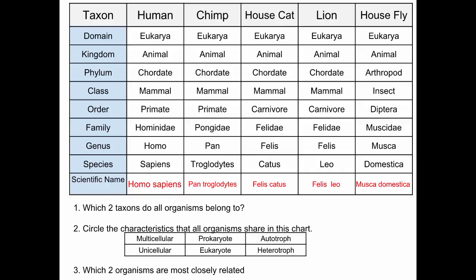So just a couple questions here. Which two groups do these all belong to? They all belong to the same, Aiden? Domain and kingdom. The same domain and kingdom, correct.